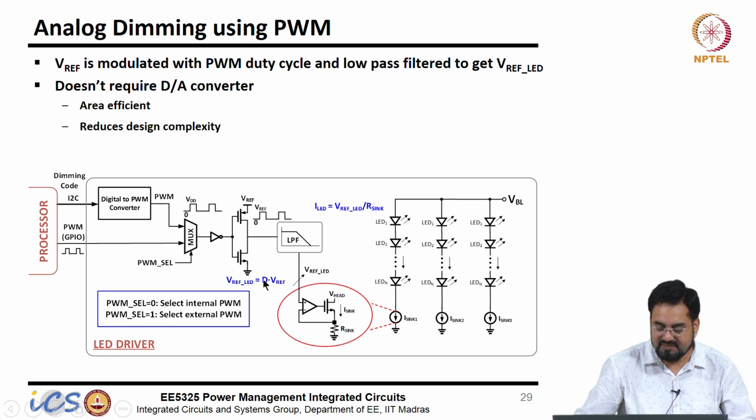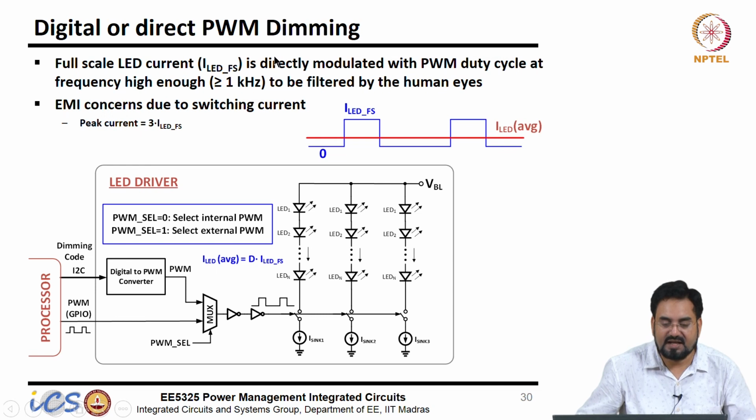So by simply varying the duty cycle, we can vary this voltage, and my current is nothing but Vref LED by R-Sync. So that's how you change the current. So the current will still be continuous current, but this voltage will be varying with respect to duty cycle. So next one is digital or direct dimming.